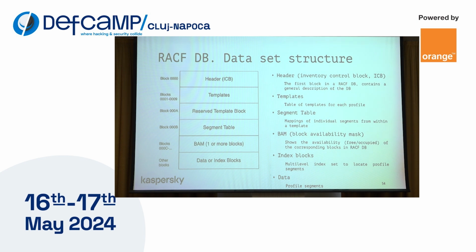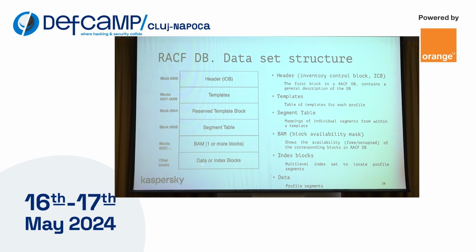The RACF database is an internal part of the mainframe. It's a dataset of a certain structure, and for future analysis, the more interesting blocks of this structure are as follows. First, the header. The header contains some useful metadata of the RACF database, and also has pointers to the other blocks of such structure.